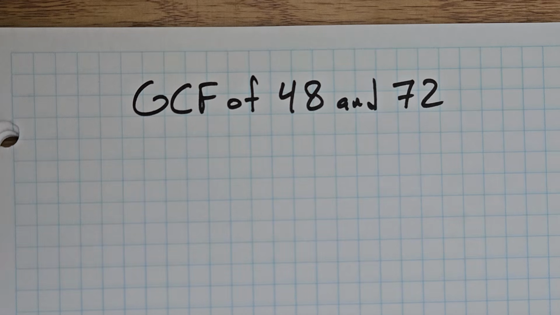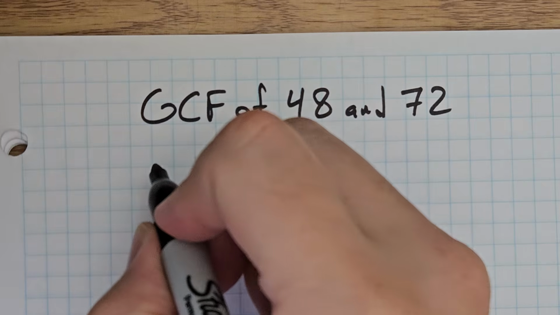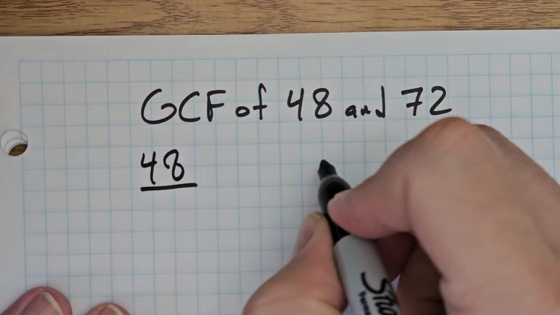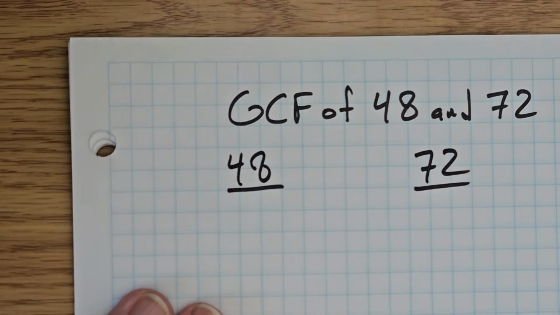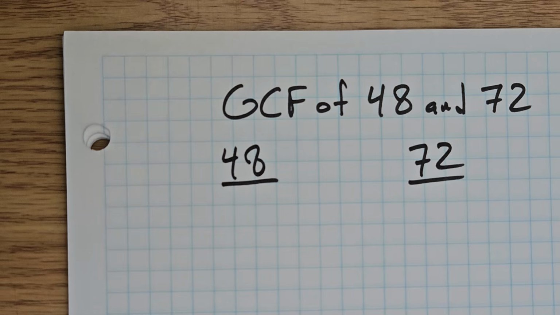Okay, here's a problem that came across my desk. What is the GCF of 48 and 72? Now, there are some different ways to do this, but we are going to use prime factorization. Prime factorization is a very important technique that we use for many different things, and calculating a GCF, or greatest common factor, is just one of them.